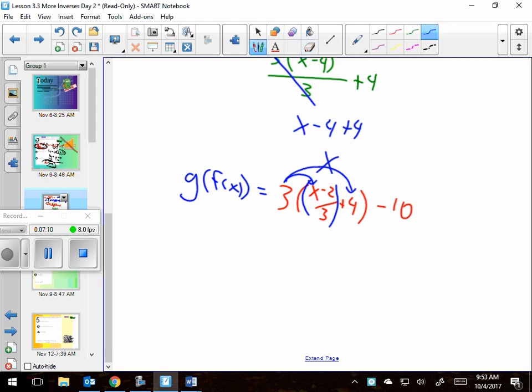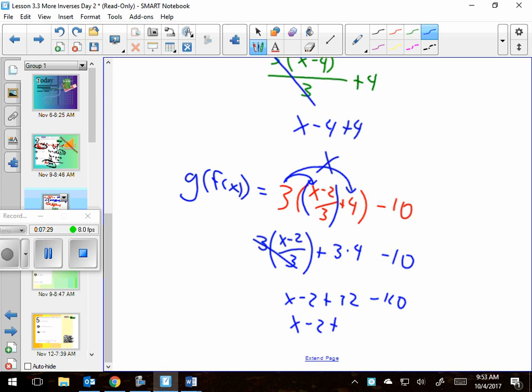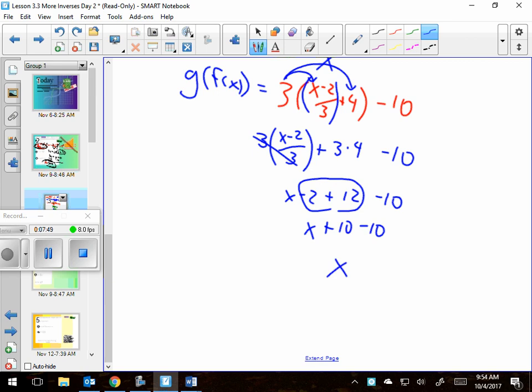Sorry. Here, I'll write out what I did. I multiplied this, distributed the 3 out, then the 3 cancels. And then I have x - 2 plus 3 times 4 is 12, minus 10. Actually, I should do it from left to right. So I'll do it from left to right. The minus 2 and the plus 12 will make x + 10 - 10, and that's just x. Cool.